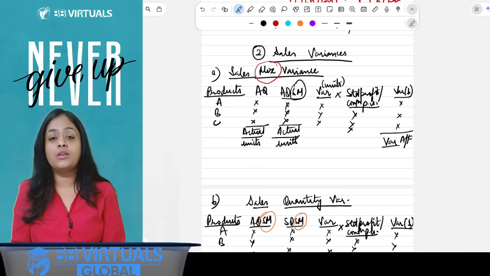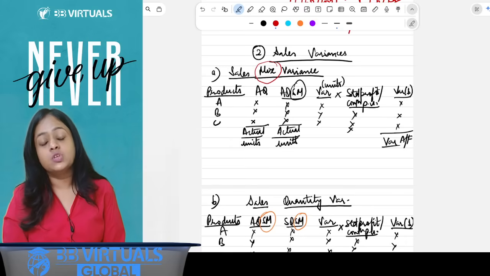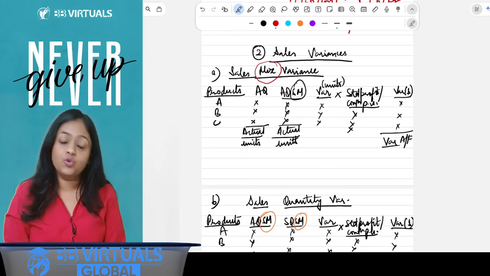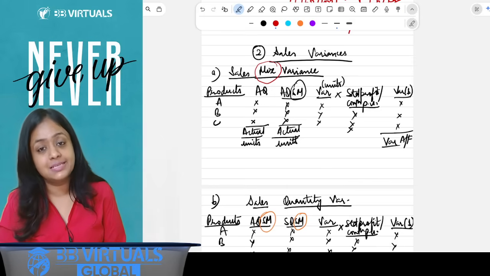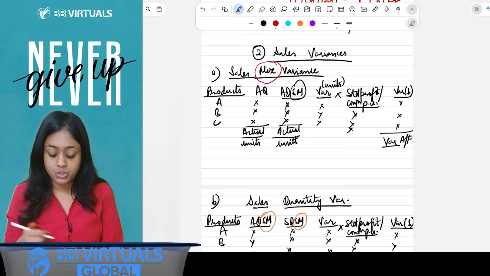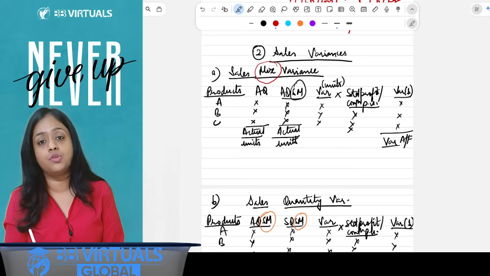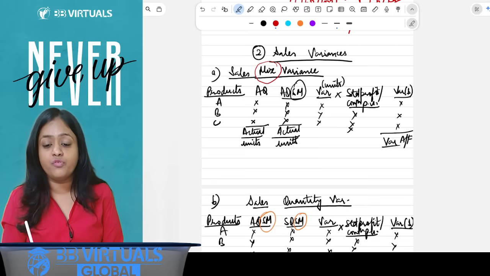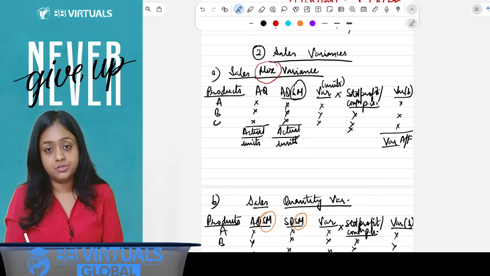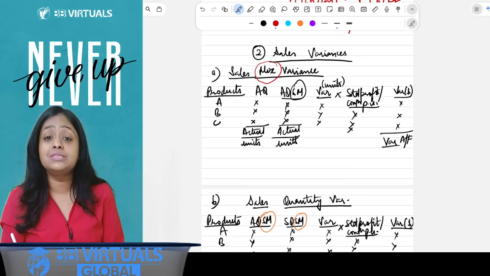Now let's have a quick look at the sales variances. For sales variances, we have two variances, sales mix and sales quantity. Sales mix is exactly like labor only. You'll have actual quantity in actual mix and actual quantity in standard mix. The only difference is here we don't focus on input, we focus on output. So we'll have actual units multiplied with the sales variances.